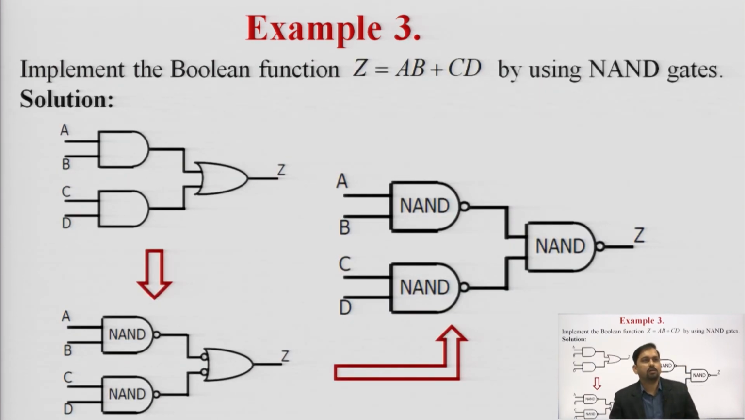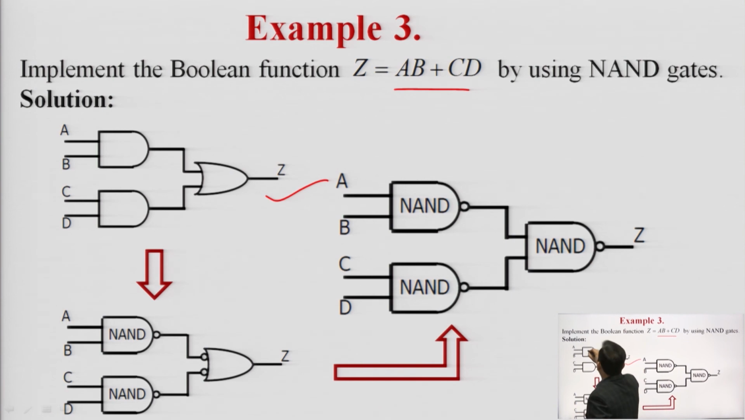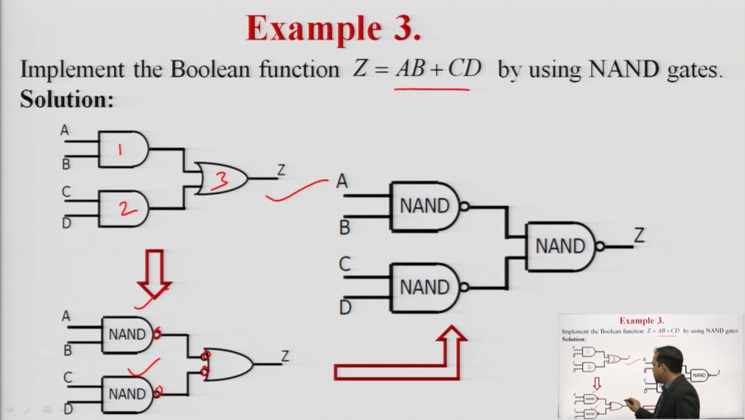Now we have the next question: implement the Boolean function Z equal to AB plus CD using NAND gates. How can we do this? First of all, we will implement it using the basic gates: AB, one AND gate; CD, again one AND gate; and one OR gate. Now we provide a bubble at the output of each AND gate, and to compensate for that, we provide a bubble at the input of the OR gate. So this is the first AND gate, this is the second AND gate, and naturally this is equivalent to a NAND gate.